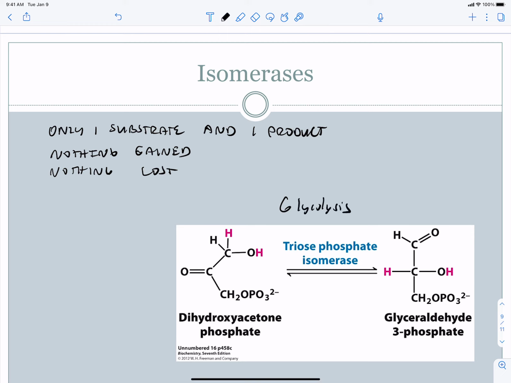And so you can see that you're just moving around your hydrogens. And most of these isomerase type reactions are because the next step, the enzyme, requires a certain conformation in order to bind to the substrate. And so you must alter the conformation so that the enzyme and substrate fit.